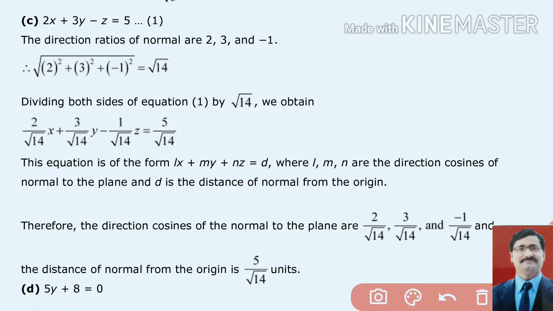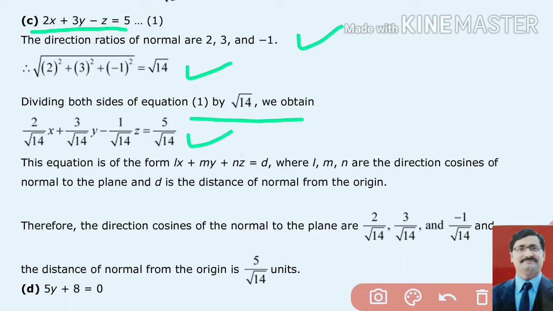In question C, the direction ratios of the normal are 2, 3 and minus 1. From here you can write 2, 3 and minus 1. You have to first find the modulus of this, meaning root of 2 square plus 3 square plus minus 1 square, which gives root 14, so you have to divide this equation by root 14 on both sides.